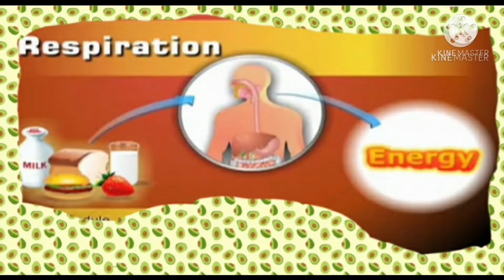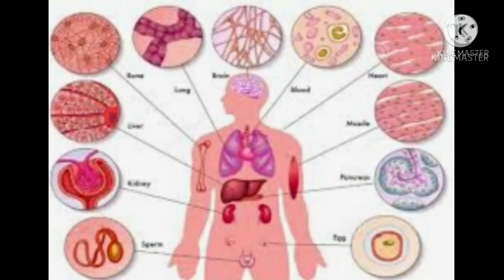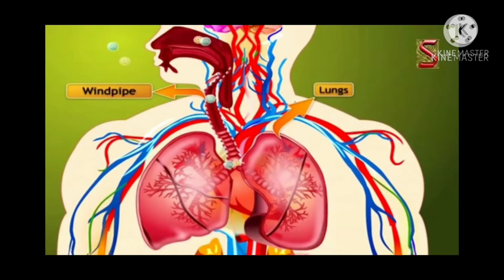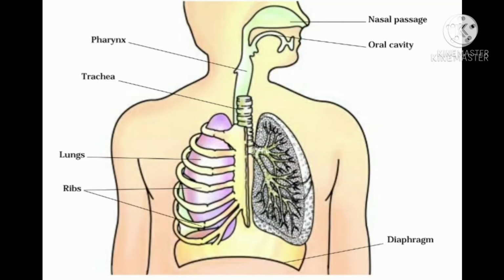Dear children, we have learned that human beings obtain energy from digested food, that is, glucose, by the process of respiration. And this process takes place in every body cell. In human beings, many organs take part in the process of respiration. We call them organs of the respiratory system. Let us study the human respiratory system in detail.